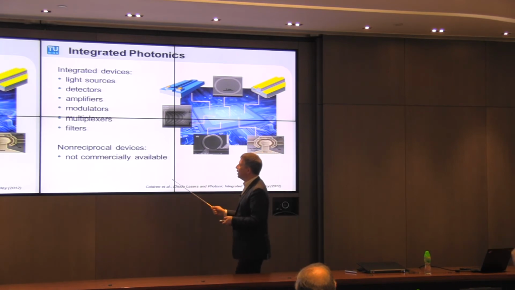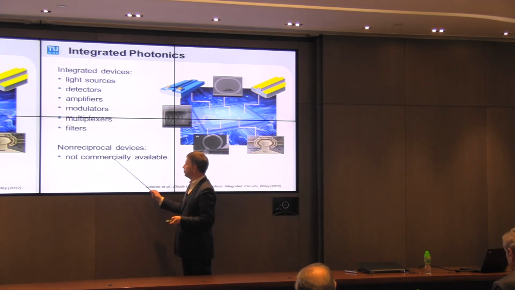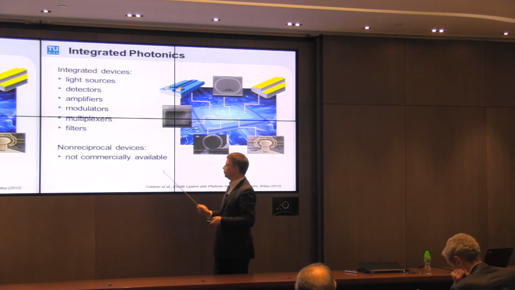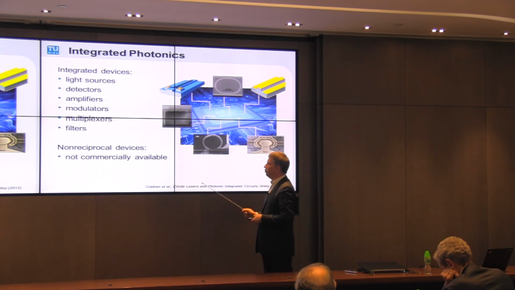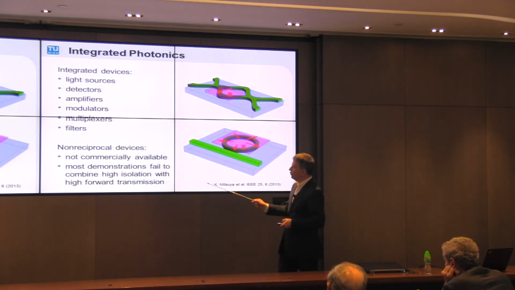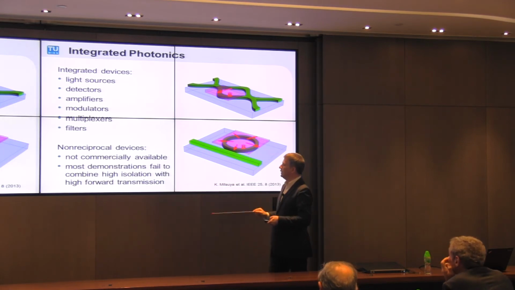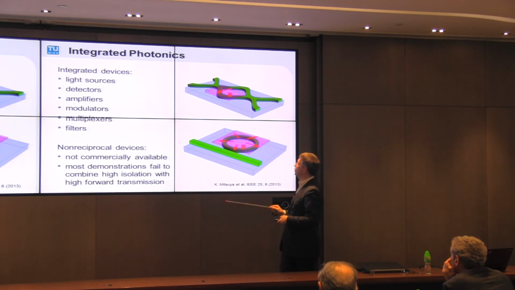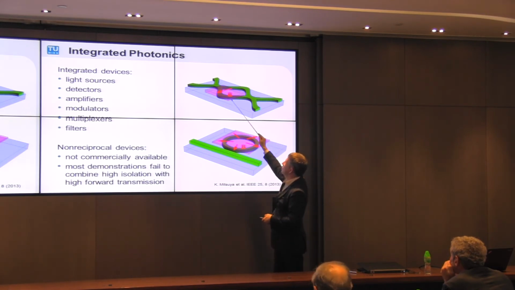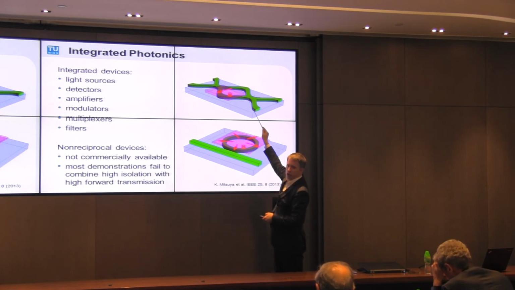That means that even after 40 years of research, non-reciprocal integrated optical devices are not commercially available, and the ones that have been demonstrated so far, here are examples of how you can do it, have failed to combine high isolation with low forward loss. How was it done here? This is like a Mach-Zehnder interferometer where you put magneto-optical material on top, which couples to the evanescent field that sticks out of the waveguide.